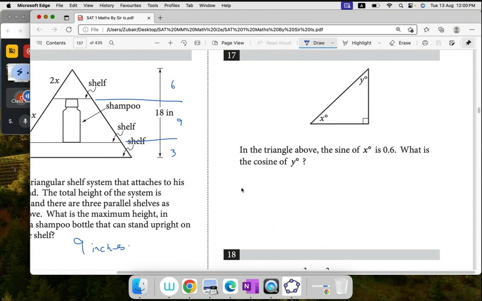Question 17. In the triangle above, the sine of x is 0.6. What is cos of y? 0.6. Sine x is equal to cos y, where x plus y is equal to 90.